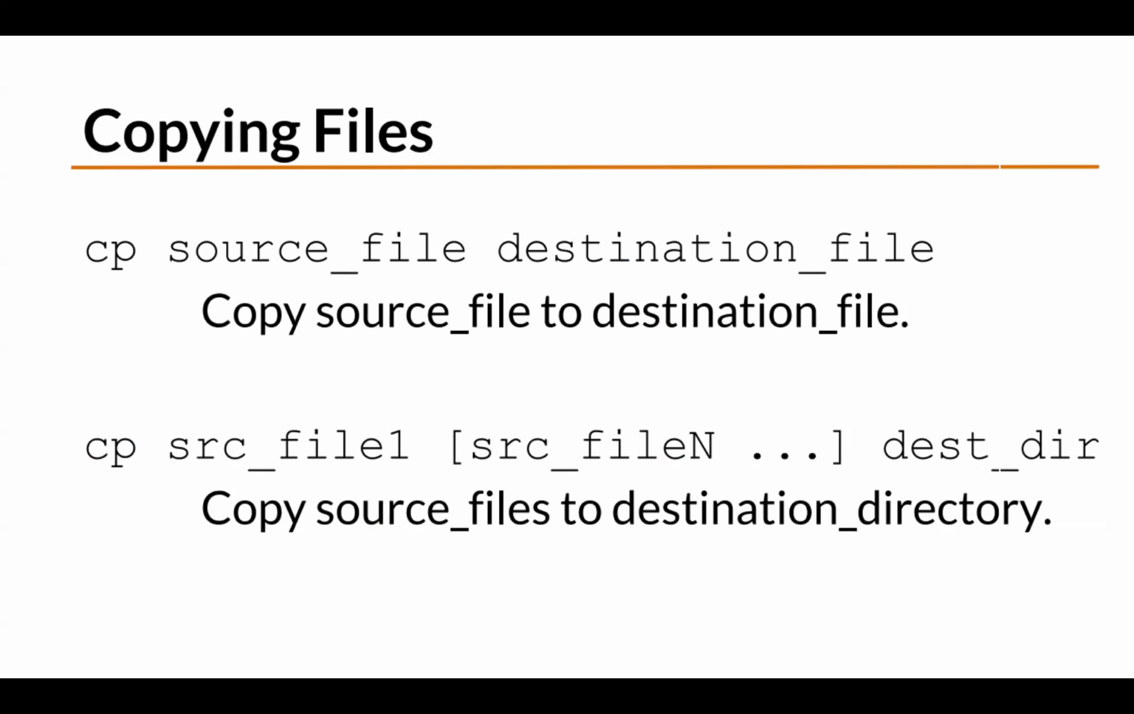To copy files, you can use the cp command. If you want to create a copy of a file, you just run cp followed by the source file and the destination file. You can also copy a file or a series of files to a directory by using the cp command, listing the files, and ending the line with a directory name.